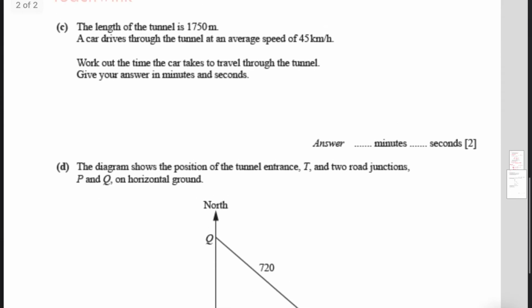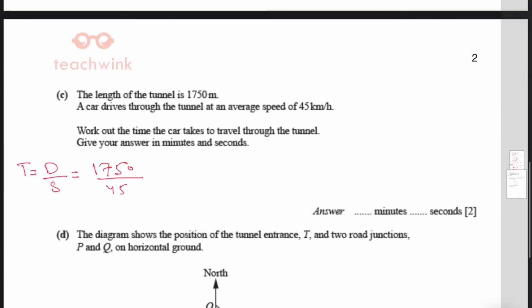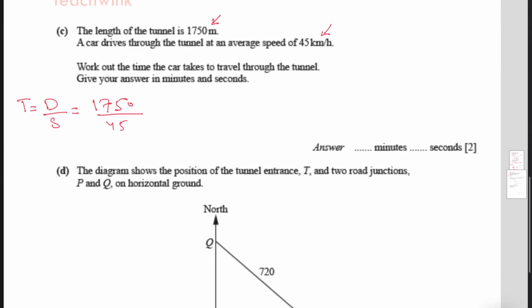The next part of the question says, the length of the tunnel is 1750 meters. The car drives through the tunnel at an average speed of 45 kilometers per hour. Work out the time the car takes to travel through the tunnel. Give your answers in minutes and seconds. So first of all, we need the formula for time. Time can be calculated by dividing distance by speed. The distance is of course 1750 meters and the speed is 45 kilometers per hour. So if you spot the difference, the distance is in meters and the speed is in kilometers per hour, and you need the time in minutes and seconds.